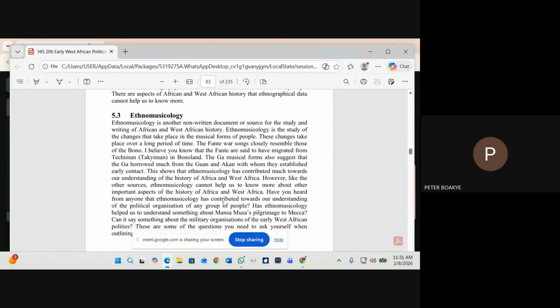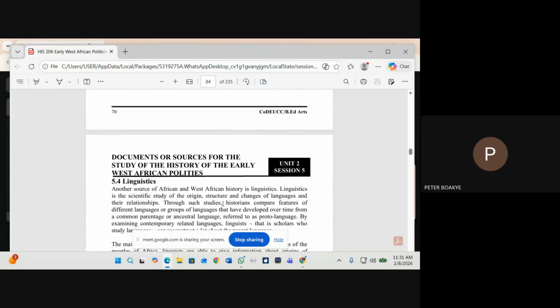And so you see that their migration will give you an idea that they migrated from Bono. The Ga musical forms also suggest that the Ga borrowed much from the Guan and the Akan. So all these are some. So music and musicology are very crucial.